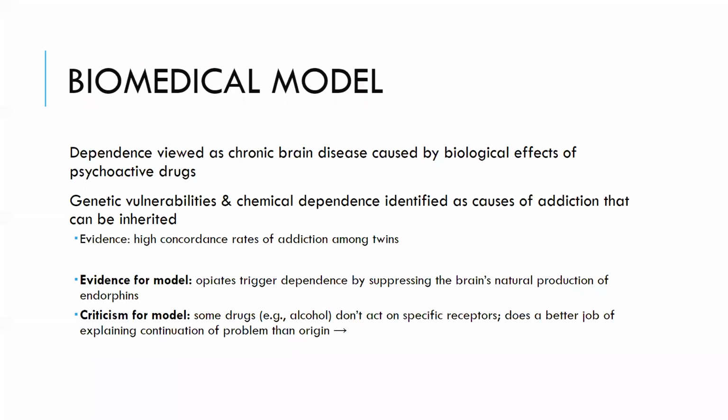Criticism or evidence against is that some drugs, such as alcohol, don't act on specific receptors. This model also does a better job of explaining why an addiction problem would continue than the origin of the addiction. So it explains why you would need to continue to take opiates because your brain's production of endorphins is decreased, but doesn't really do a great job of explaining how we go from the first use of this drug to this state of dependence.